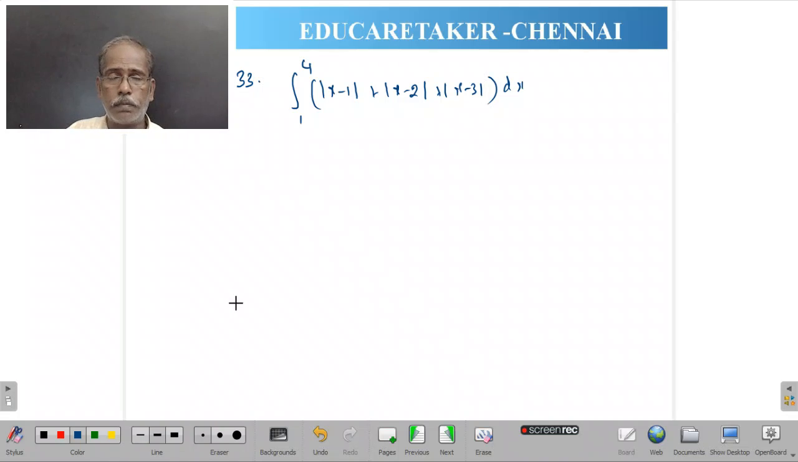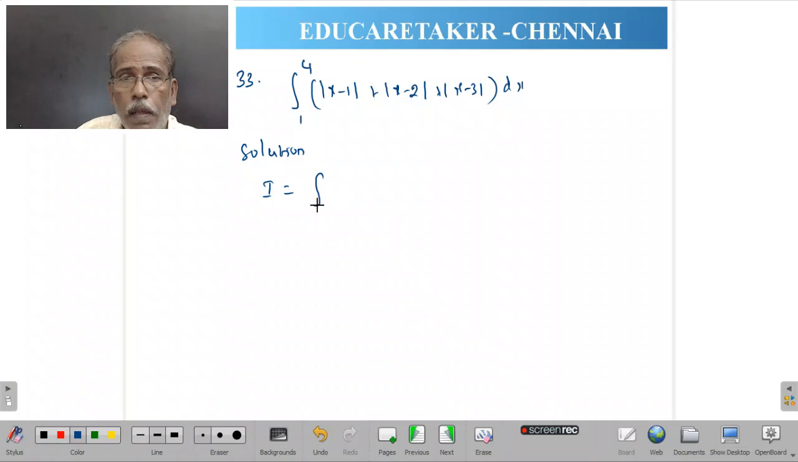Using properties of a definite integral in terms of the absolute value function with a different origin, every modulus function can be separated with respect to the origin. How to split up the first one? The origin of the first term is 1, so straight away the lower limit is 1. Then from 1 to 4, if x takes values from 1 to 4, more than 1, x minus 1 is positive. So the integral from 1 to 4 of mod of x minus 1 is the normal x minus 1 dx.